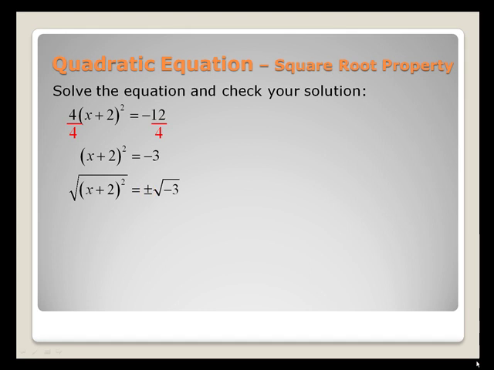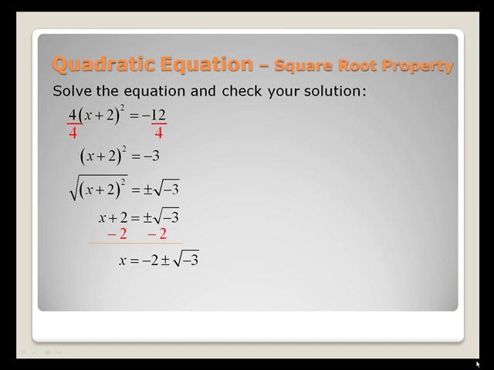Okay, the purpose in taking the square root was that we wanted to undo that exponent of 2, so our left-hand side simplifies to be just x plus 2. Now to get x by itself, we want to subtract 2 from both sides. This gives us x equals negative 2 plus or minus the square root of negative 3. Now we've isolated x. This is our solution, but it's not simplified yet.